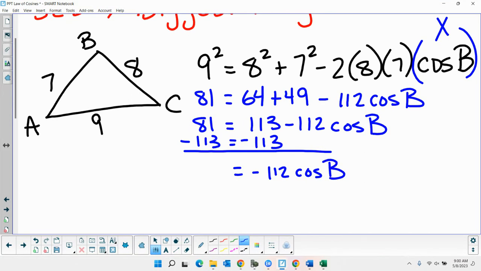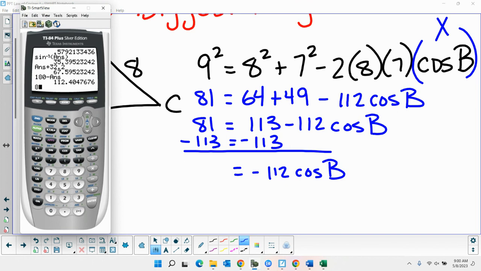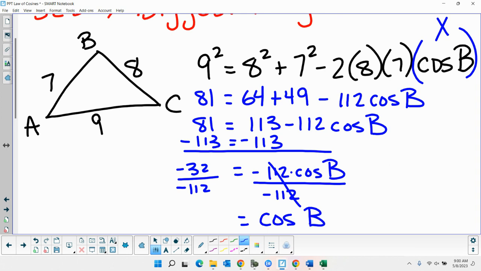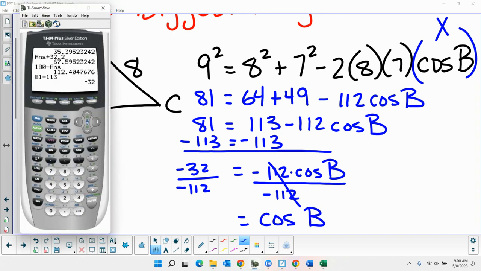What is 81 minus 113? Negative 32. Now I'm going to divide by the negative 112, because that means multiplication there, right? I just don't have the multiplication symbol, but that's what that means, right? So those cancel. So divided by negative 112, I get 0.2857.